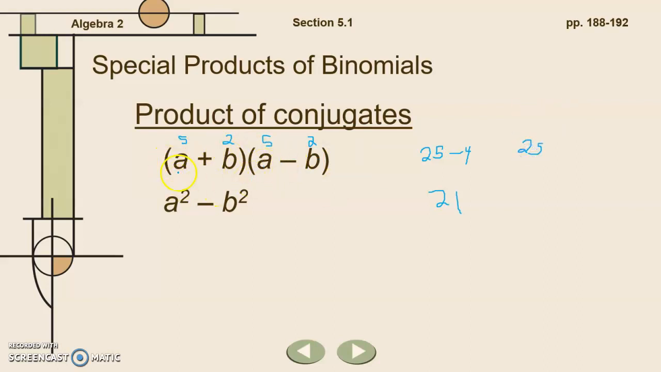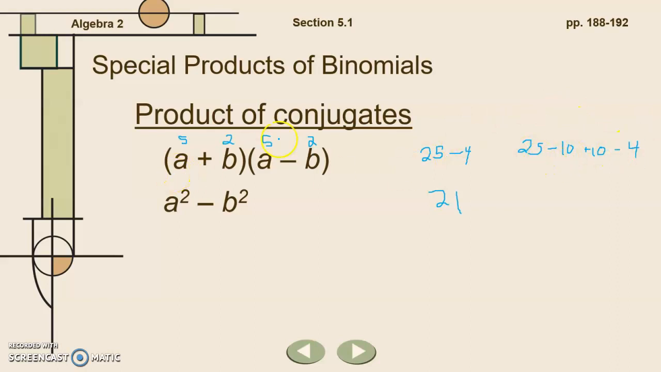If we were to FOIL that out, we would take our first term, so 5 times 5, 25. Our outside terms, 5 times negative 2, negative 10. And inside terms, b times a, or 5 times 2, that's a positive 10, minus, or our last term, b times negative b, 2 times negative 2, minus 4.